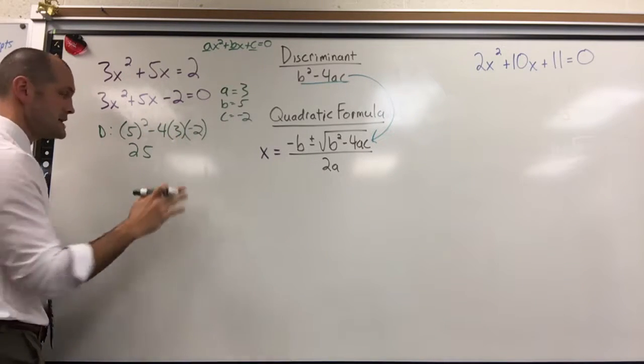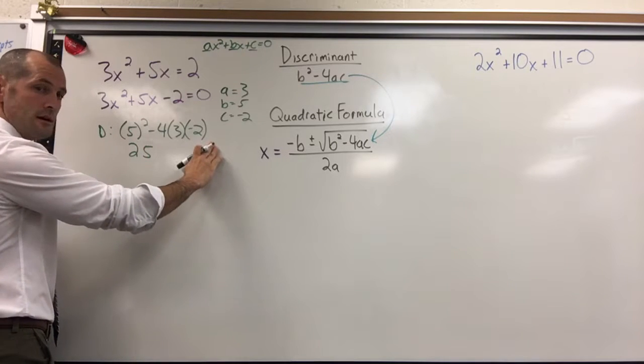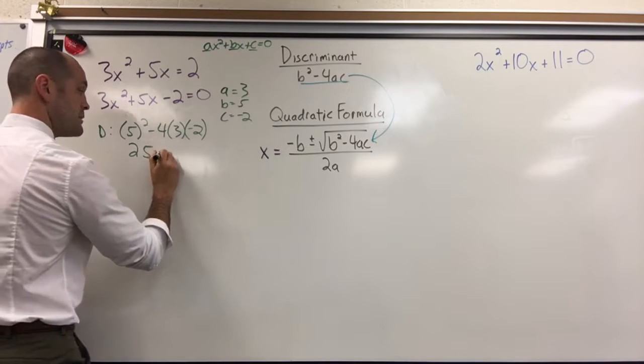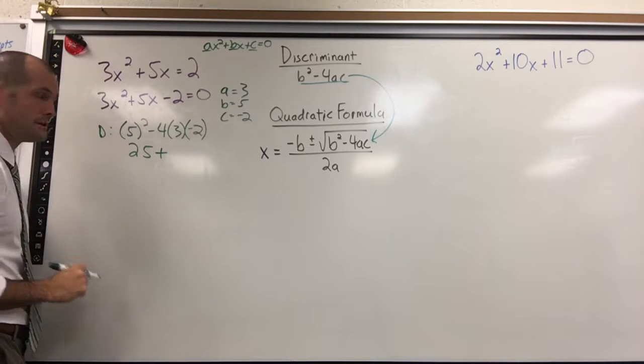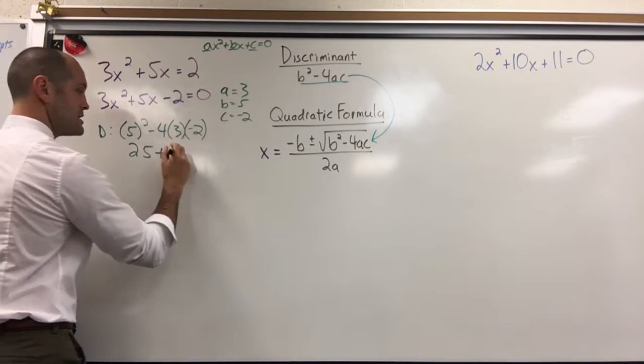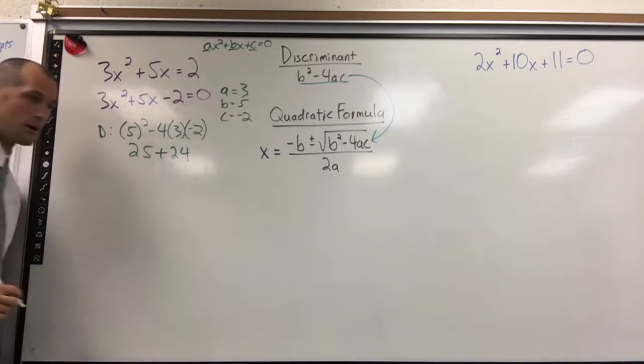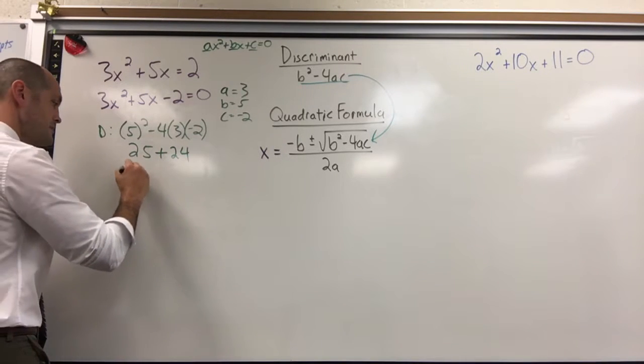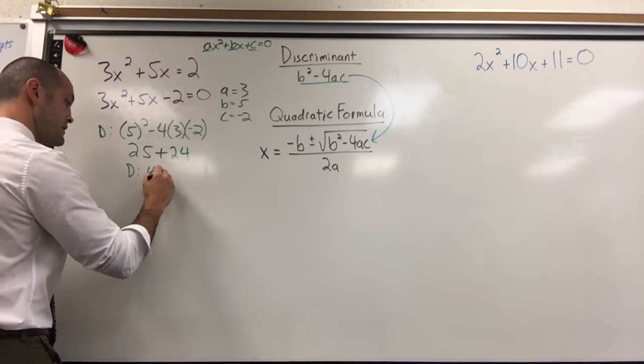Now first off, I'm multiplying three things. 2 of them are negative, which means I'll end up with a positive. Negative 4 times 3 is negative 12, times negative 2 is a positive 24. So my discriminant value is 49.